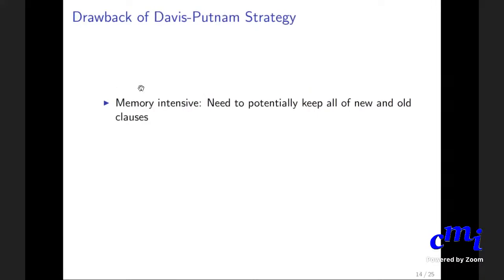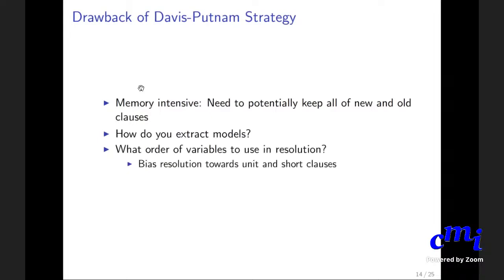Okay, so as I said, the reason that this doesn't scale is because it is memory intensive. You need to potentially keep all of the new and the old clauses, which is not good. And then there is this issue of how you extract models when your proof does not produce a contradiction. In some cases it's easy, in some cases it may not be that easy.